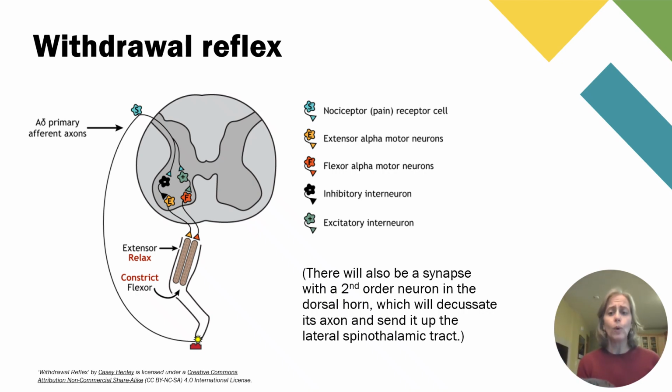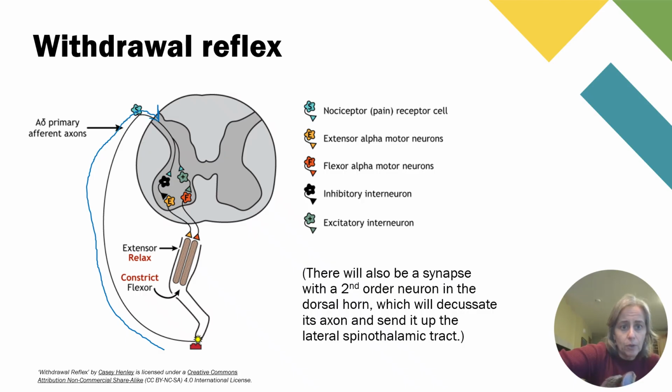So what's happening here? We have a painful stimulus. He's sitting on my keyboard, so let's see if I can make this work. Okay, so you have a painful stimulus that's coming in on your nociceptor, coming up on your nociceptor, entering the dorsal horn of the spinal cord.